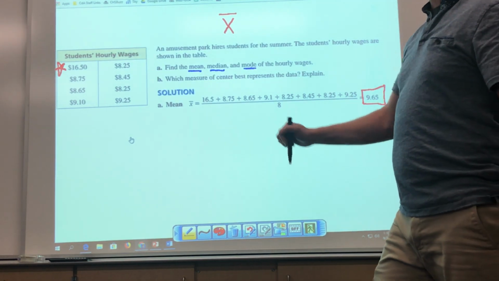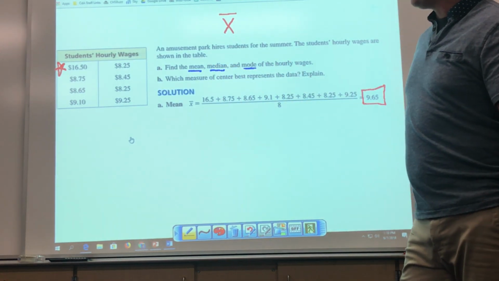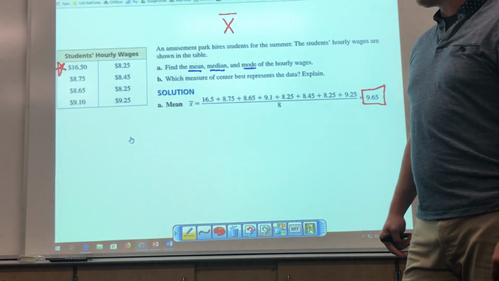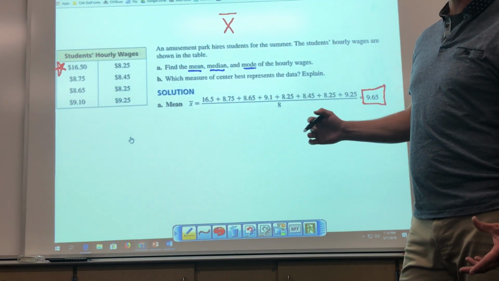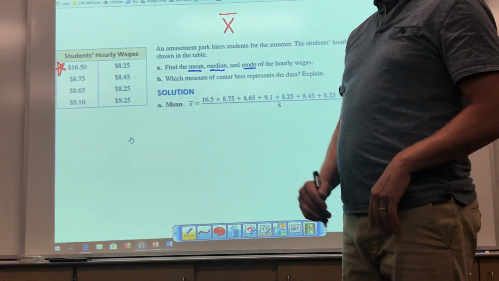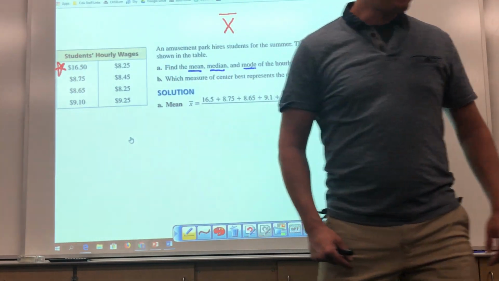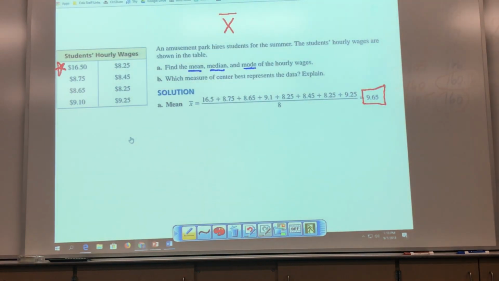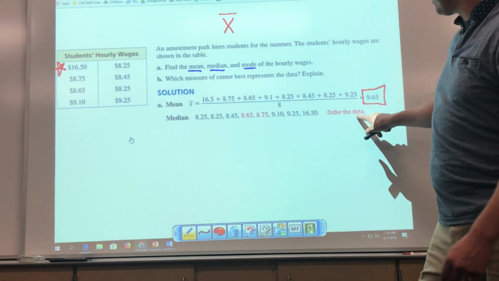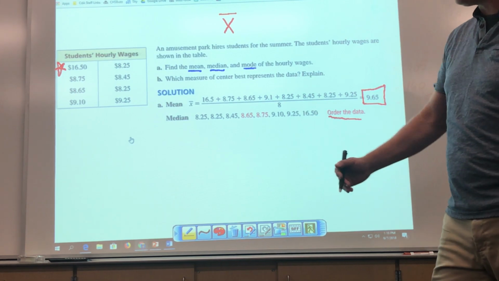Okay, next part, it says find the median. So in part A, to find the median, what you would do is line all of the numbers up from smallest to greatest. And in this case, they've got a bunch of decimals. So anyway, I'm just going to click right here. So you can see, order the data. You've got to line them up from least to greatest.